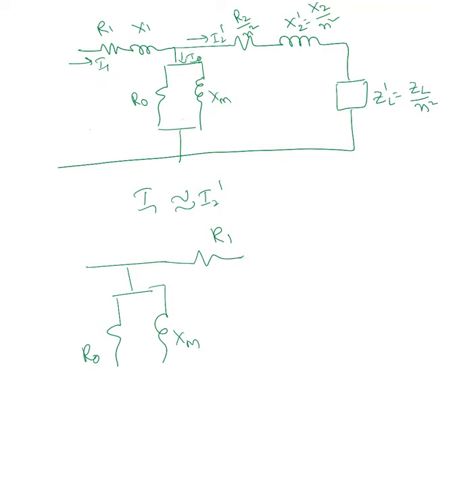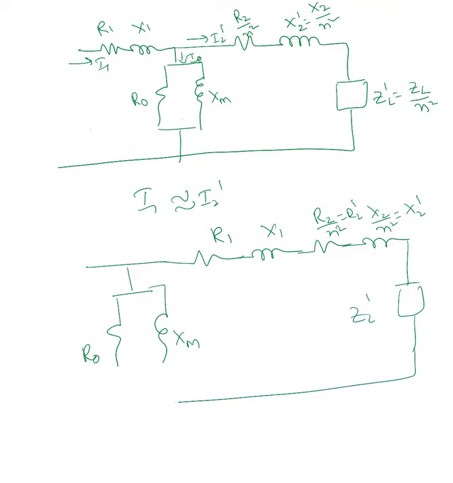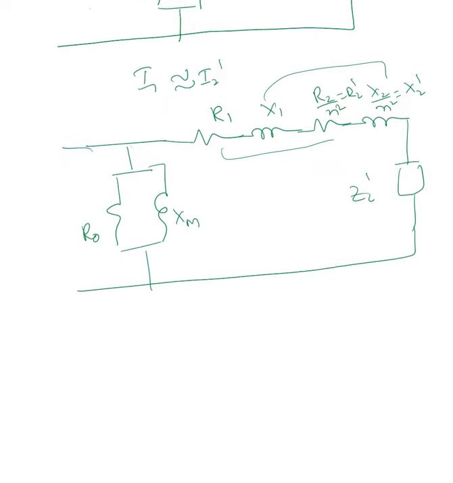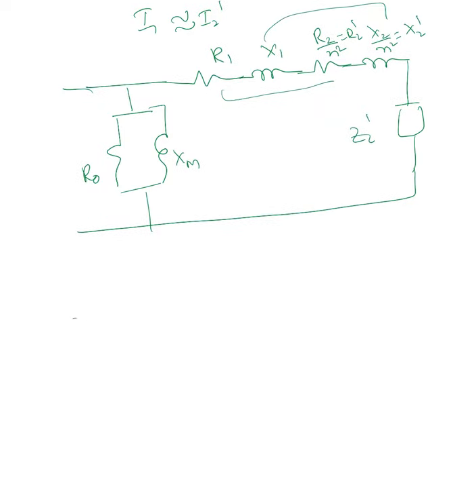Now I have R1, X1, R2 over N square, X2 over N square, which is X2 prime, R2 prime, and ZL prime. Okay. Now these two resistors are in series, these two reactances are in series. So I can combine those two. When I combine those two, I'm going to call this R01.